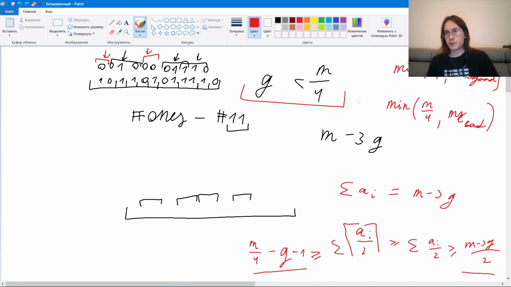And the minimum possible amount of good positions among the overall m over 4 positions is obviously m over 4 minus the maximum possible amount of bad positions among the overall m over 4 positions. Now let's look at the implementation.